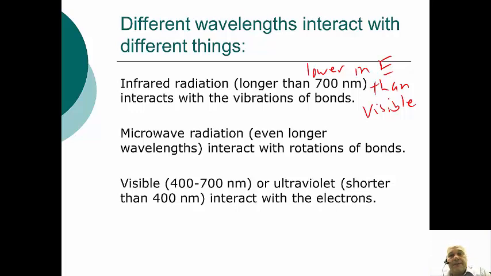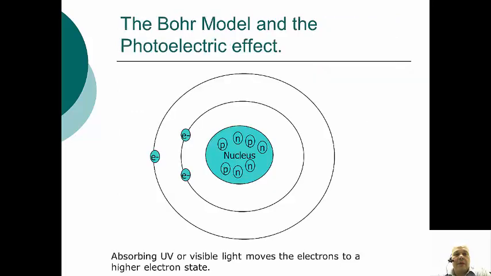Microwave radiation is in fact how your microwave oven works. This reacts with wavelengths of radiation even longer than infrared, and this interacts with the rotation of bonds. Visible or ultraviolet, so visible light from 400 to 700 nanometers, or ultraviolet slightly shorter than 400 nanometers, which means higher in energy than visible light, actually interacts with the electrons within the molecules.